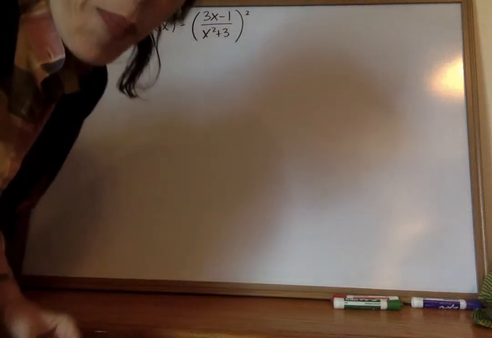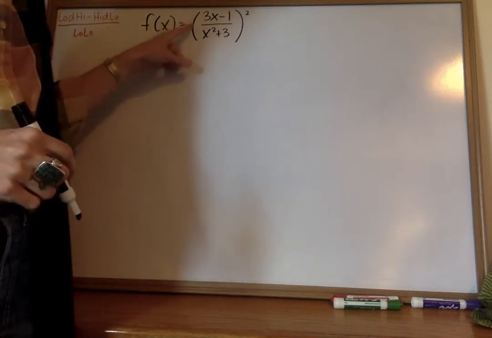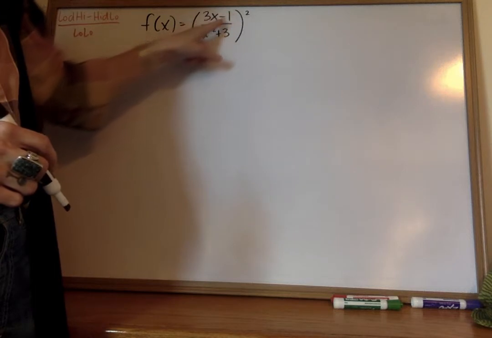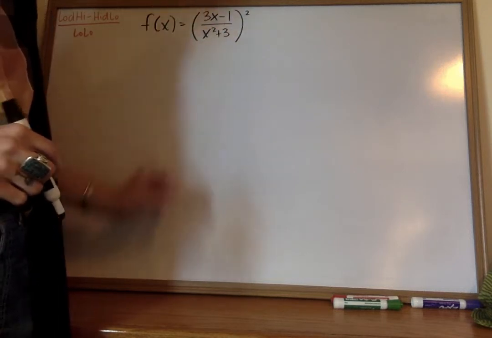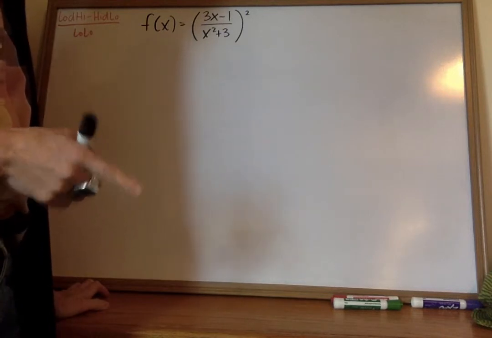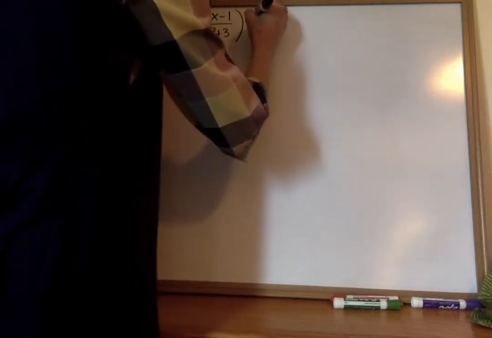Right, last example. In this problem we have a function where we have a fraction that's all raised to a power. So we have (3x minus 1) over (x squared plus 3), all raised to the second power. And the key here is we're going to rewrite this function, and we're going to use exponent rules to do it, like the exponent rules we remember from Algebra 1 and Algebra 2, I hope.